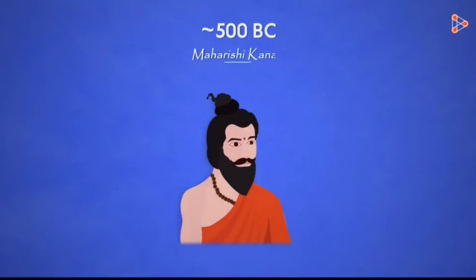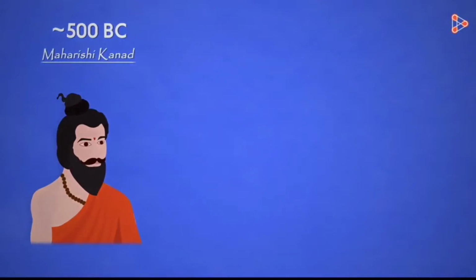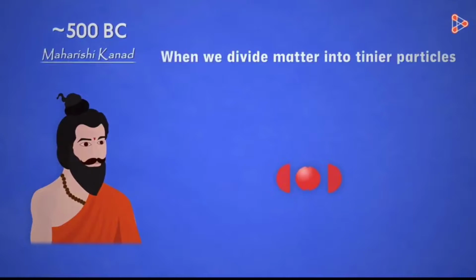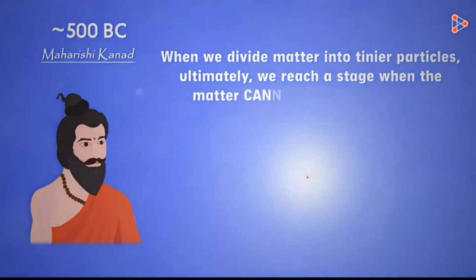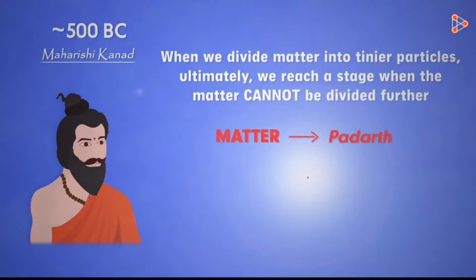Recorded evidence suggests that around 500 BC, an Indian philosopher named Maharishi Kanad hypothesized a concept. His curiosity about the components of matter made him put forth an idea. He suggested that when we divide matter into tinier particles, ultimately we reach a stage when the matter cannot be divided further. These particles which cannot be divided further make up the matter. The matter was called Padarth in the Indian language and he named the particles Parmanu.